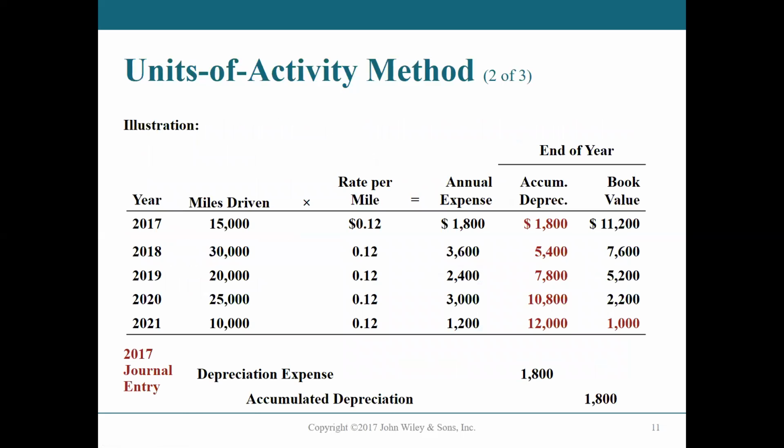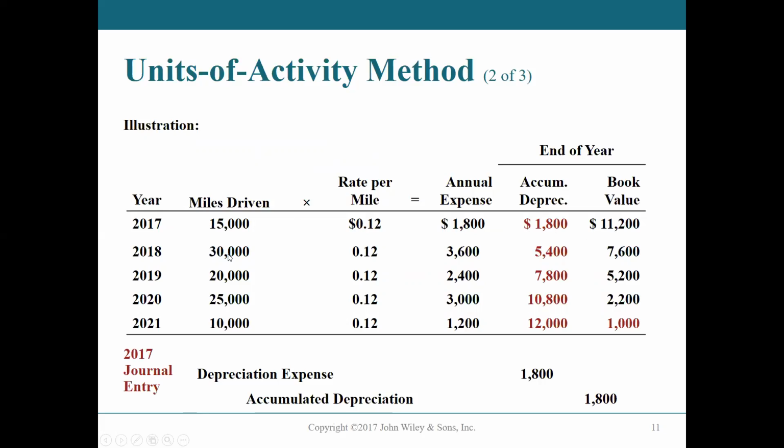So here is a table. We'll see that our asset, again, had a beginning book value of, it doesn't show it on here, but it had a beginning book value of 13,000 because that was our cost. And then we'll take the number of miles driven times the rate. That gives us the expense in that first year. In that first year, since we had no accumulated depreciation before we started, then at the end of the year, our accumulated depreciation will equal that expense we took. And our book value will be the cost of 13,000 minus the accumulated depreciation.